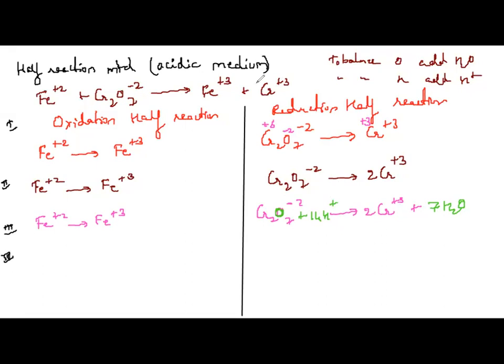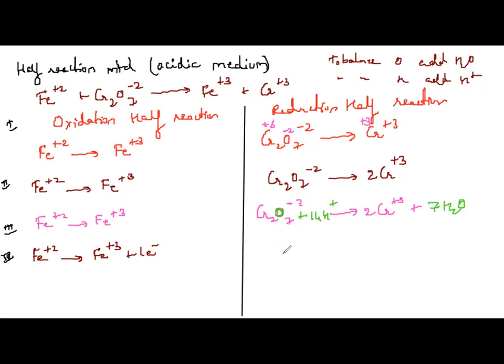Now to balance the electrons, add electrons to one side of the half reaction to balance the charges. Fe plus 2 becomes Fe plus 3 when it loses an electron. Therefore, I will write Fe plus 2 gives Fe plus 3 when one electron comes out. So for the oxidation half reaction, I'll write it like this to balance the charge. Is the charge balanced now? Plus 2, plus 3 minus 1 becomes plus 2. So on both sides, charges are balanced.